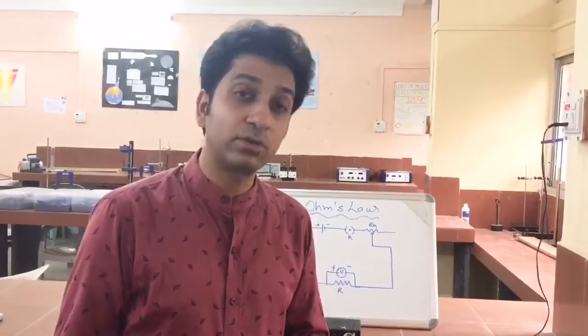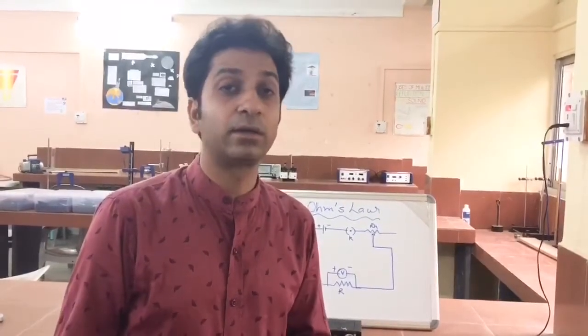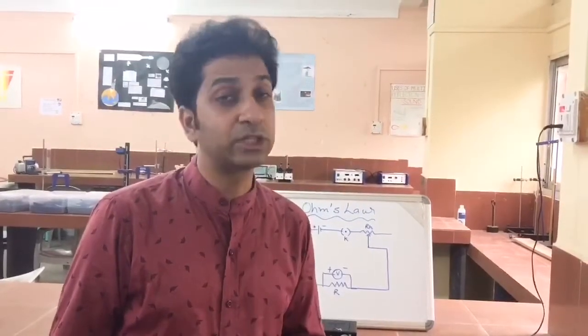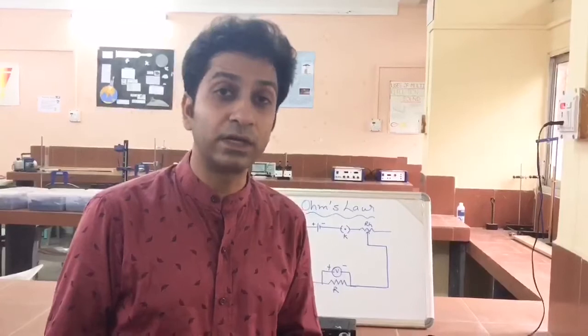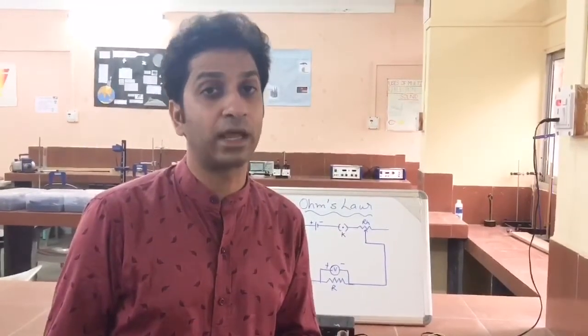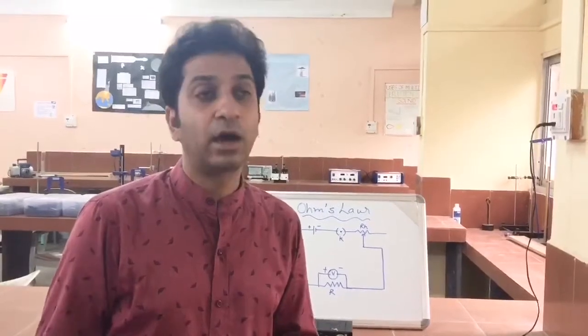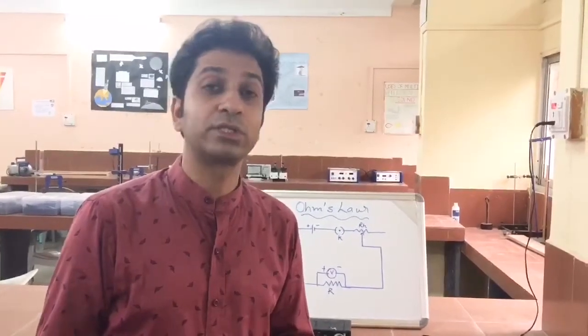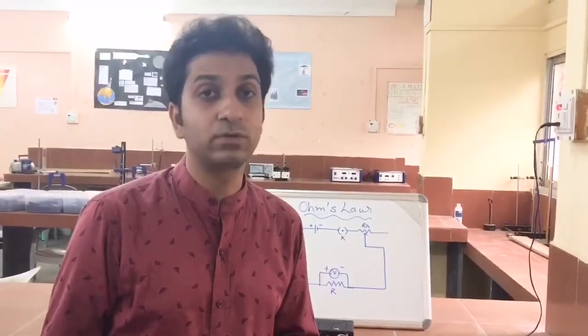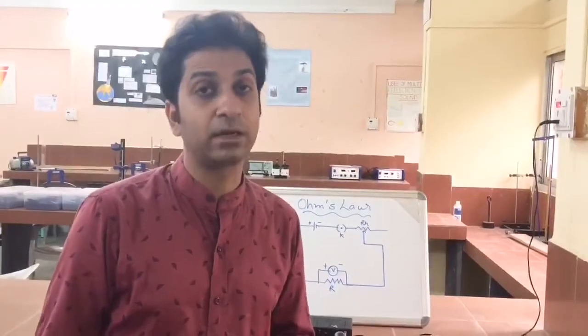Today I am going to demonstrate a practical, that is, how to note the readings of potential and the current, and how to calculate the resistance from the given experimental values of V and I. We will also see how to plot the graph and what is the significance of the graph, that is the VI graph. All these things we are going to illustrate in this practical demonstration.